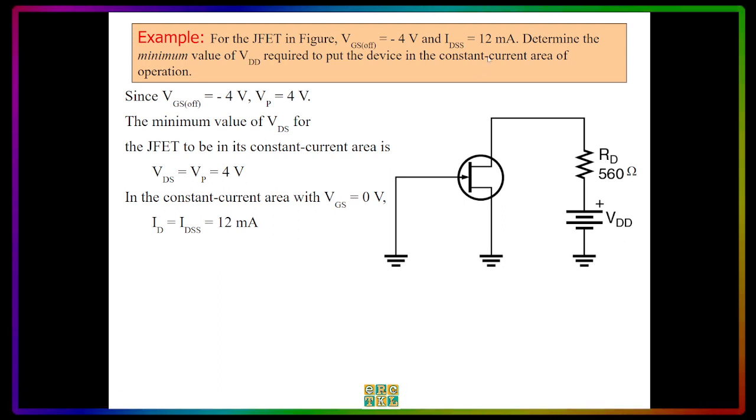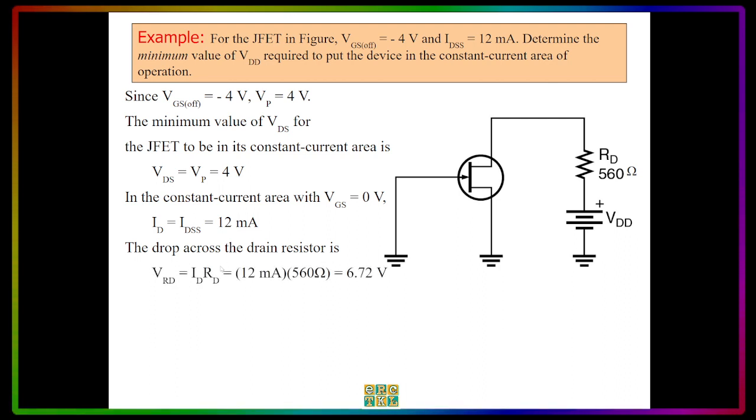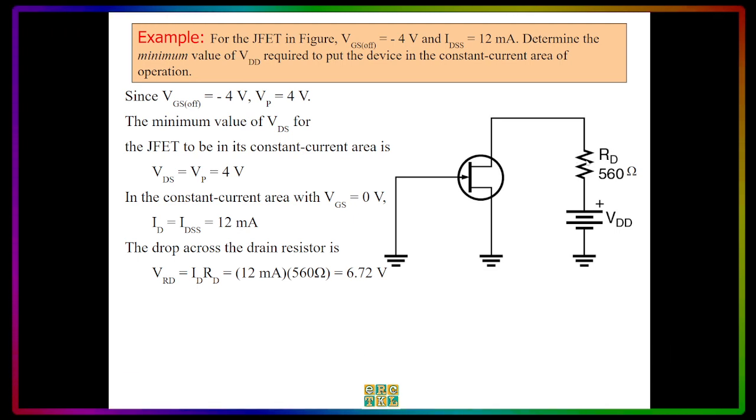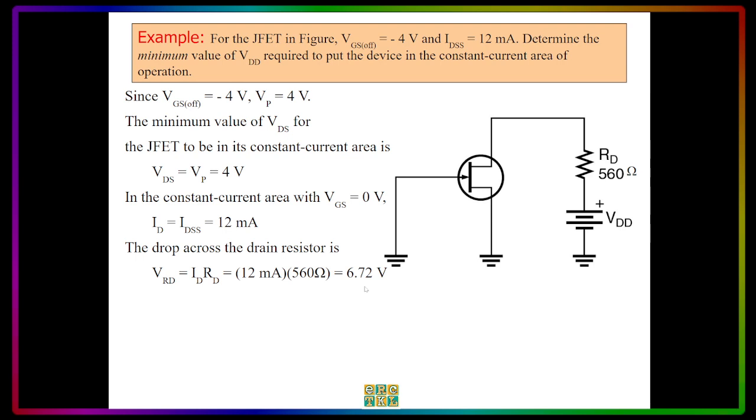And the IDSS is given in the problem as 12 milliamperes, so ID is equal to 12 milliamperes. Now the drop across the drain resistor, or if we want to calculate the voltage here, we call it VRD. We just multiply it using Ohm's law, IR. So we multiply ID by RD. So if your ID is 12 milliamperes, multiply it by 560 ohms, we will get an answer of around 6,720 millivolts. But converting it to volts, that will be 6.72 volts.